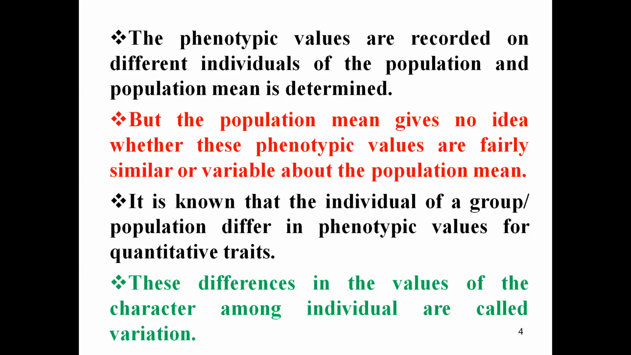And it is known that individuals differ in phenotypic values for quantitative traits. Suppose there are 100 individuals. In 100 individuals for plant height, all the individuals vary somewhat. Some having 60 centimeters, some having 70 centimeters, 80 centimeters, 50 centimeters. So individuals differ in phenotypic values. These differences in the values of any character among individuals are called variation.